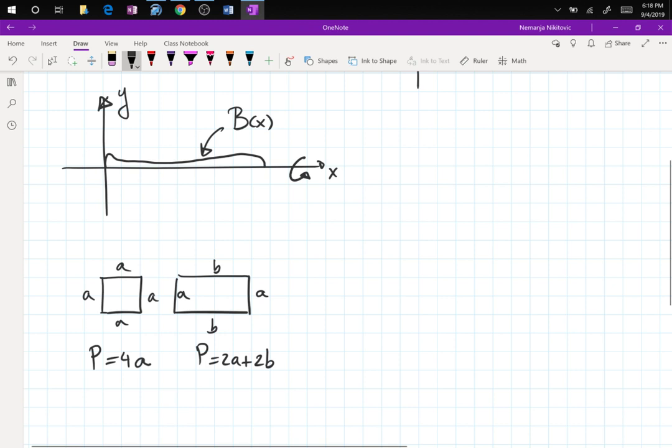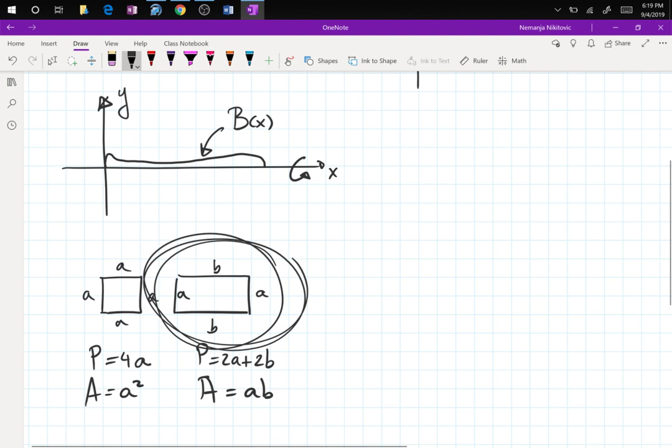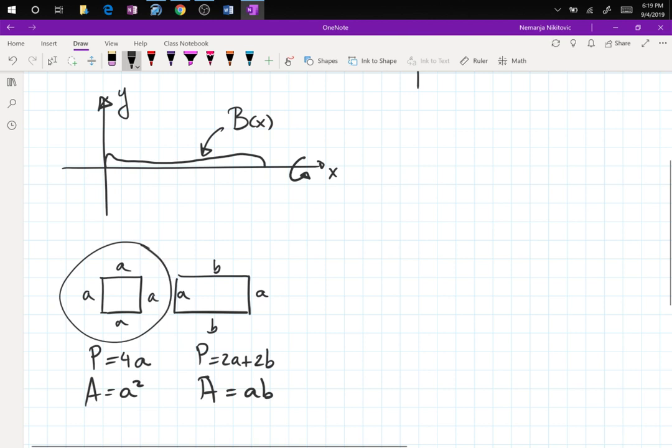Now, for area, it's a squared, which is a times a, and over here for area, you have a times b. Again, if b is a, then you get a squared. So you get a square. So technically, this object is the boss for the whole family. And then you have the special case. If a is equal to b, you end up with a square. So that's a special case. It's not a new object. It's just a rectangle whose sides are all the same. So we call it a special name because we can.